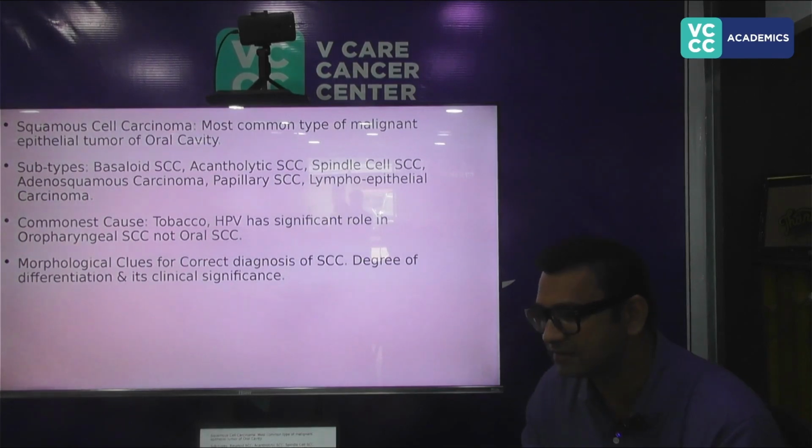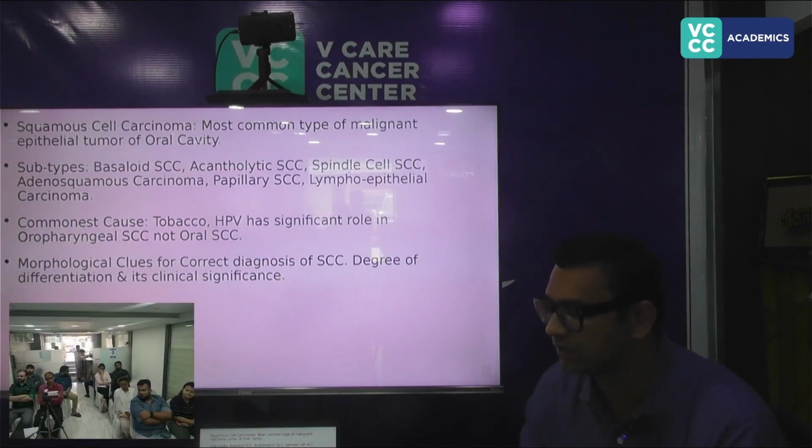Similarly, the spindle cell SCC is very much a point of concern because there is always a differential diagnosis, the close morphological diagnosis being sarcoma, spindle cell sarcoma. So we may require a broad panel of IHC like P63, P40, HMWCK to differentiate from the spindle cell sarcoma and the sarcomatoid carcinoma or spindle cell sarcomatoid carcinoma.